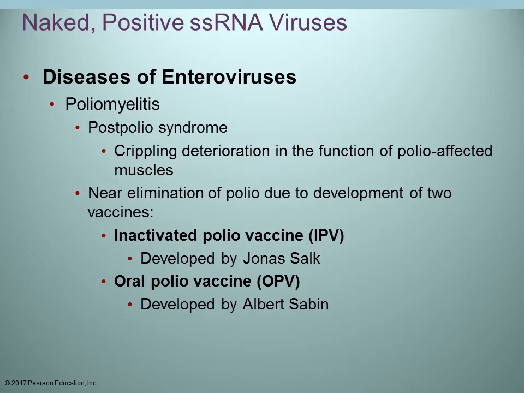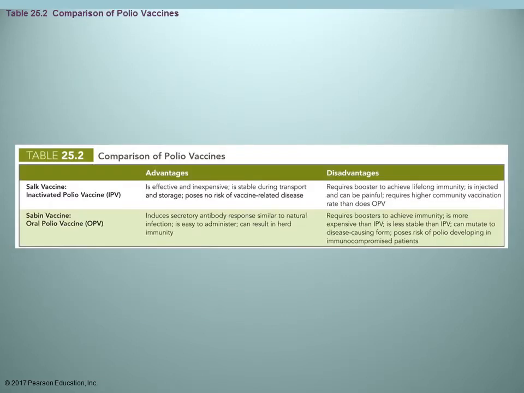Now, as I mentioned earlier, the number of cases has gone down dramatically since the development of the polio vaccines. There's actually two different vaccines. One is an inactivated polio vaccine. This was developed by Jonas Salk. And then there's the oral polio vaccine, which was developed by Albert Sabin. These were developed at about the same time period. And this table shows the advantages and disadvantages of each one of those. There are times when you may want to use one versus the other.